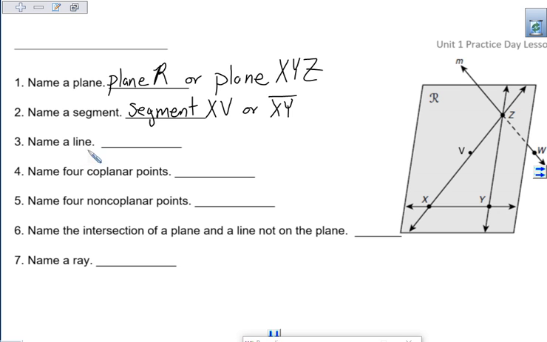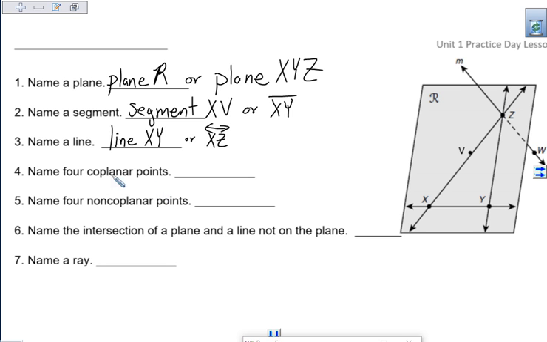Then we need to name a line. So, line. If you say XVZ, that is not correct because we do not use 3 letters to name a line. How many letters do we use to name a line? 2. So line X, Y. Or you could do line X, Z.